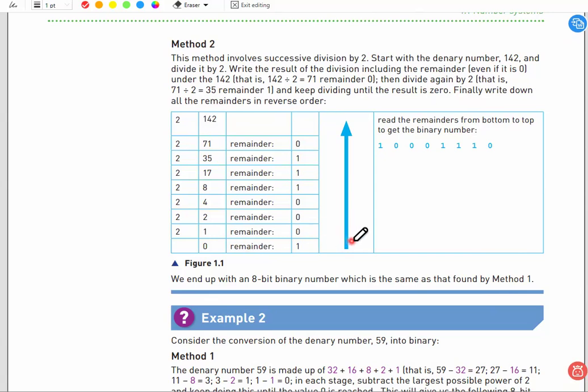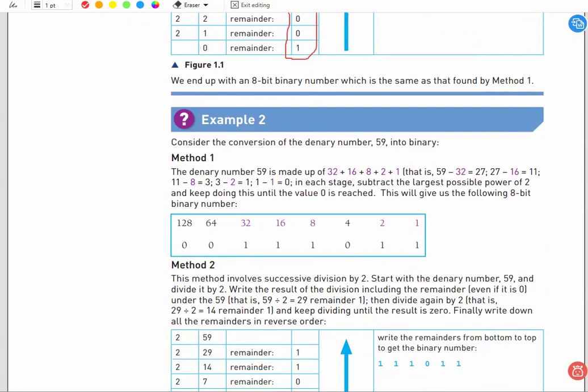Then it's all okay. Now from bottom to up, we write down the conversion. This is the binary number equivalent. So here it is, this is the equivalent of 1000111. It has been written, and it is a very easy way to convert it.